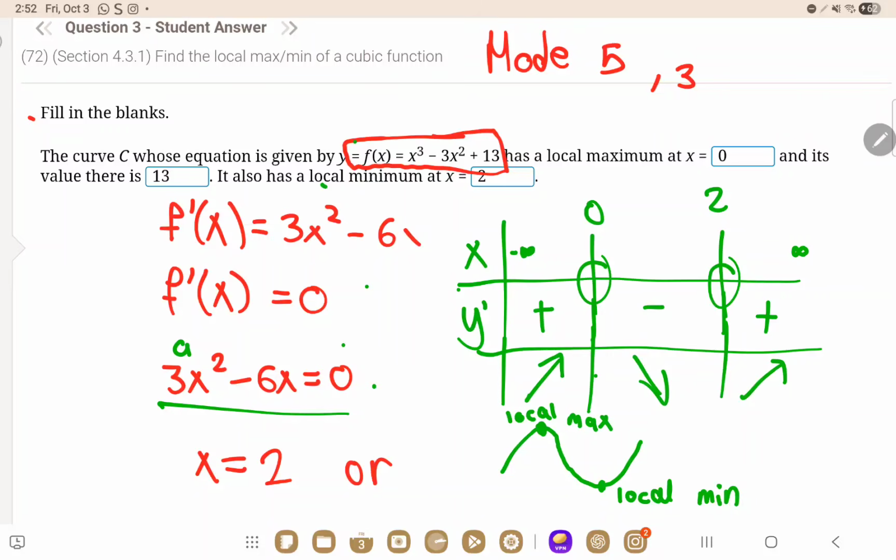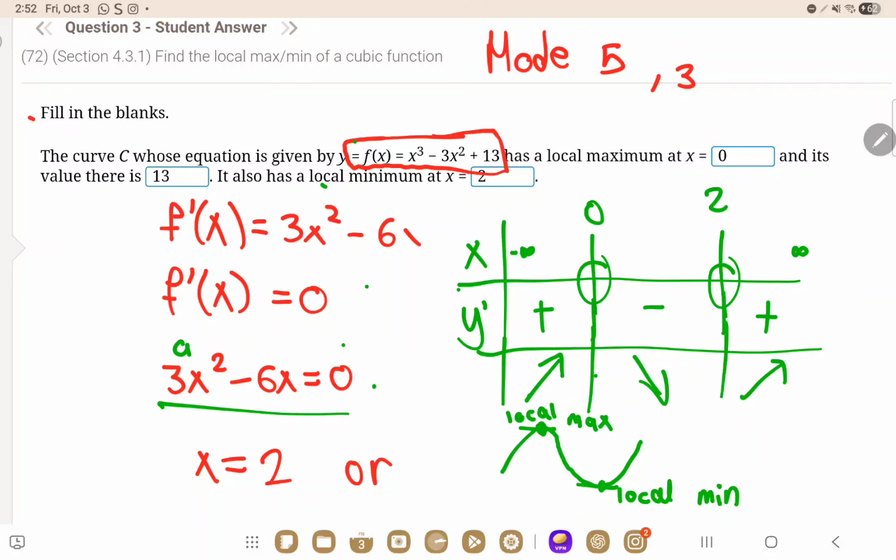Okay? Why do we call it local? Because it is local to 0 and 2. It is local to this part of the curve. We don't know if this is the full curve or if this is just a part. So we call it a local minimum and a local maximum. So this is our local maximum and this is our local minimum.